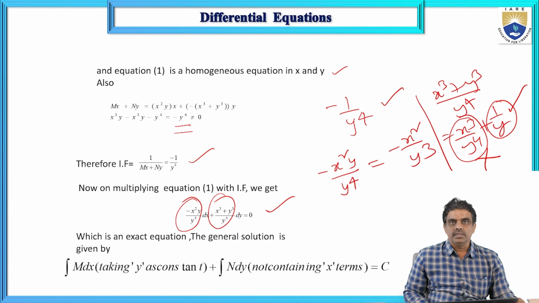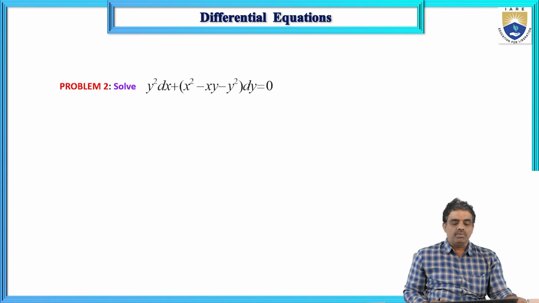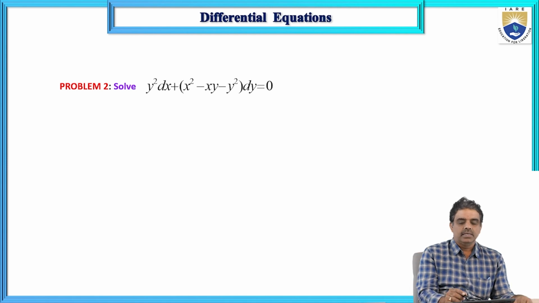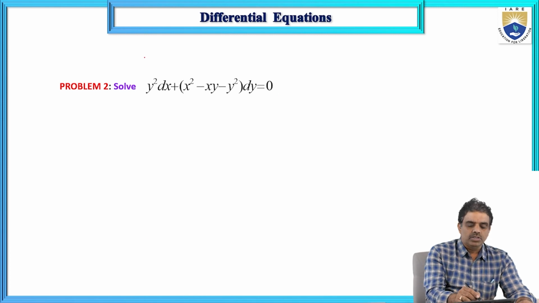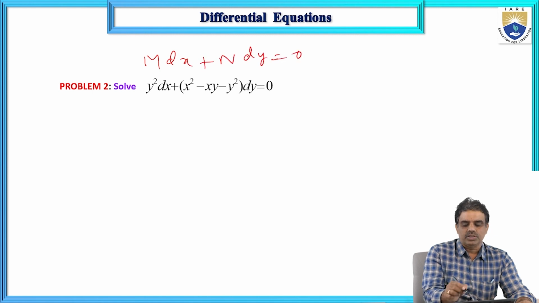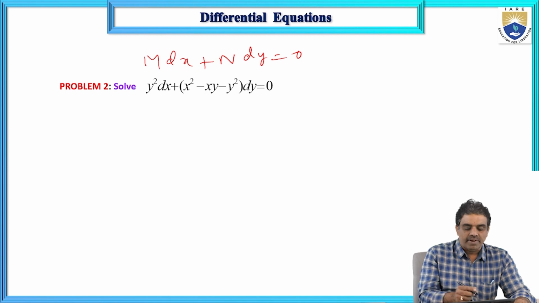Now we see one example. Solve the equation y square dx plus x square minus xy minus y square dy is equal to 0. So this is also in the form mdx plus ndy is equal to 0. In the first step we have to check whether it is an exact equation or not. If it is exact, then we write the solution as usual. If it is not exact, we make it exact by using integrating factors.